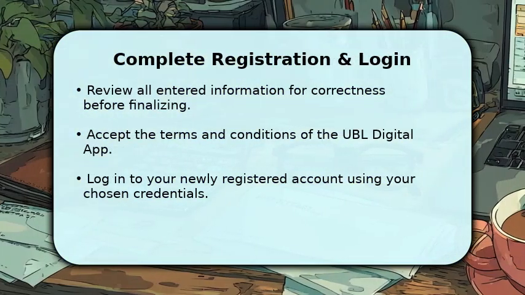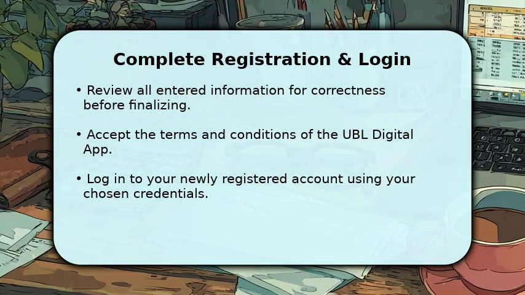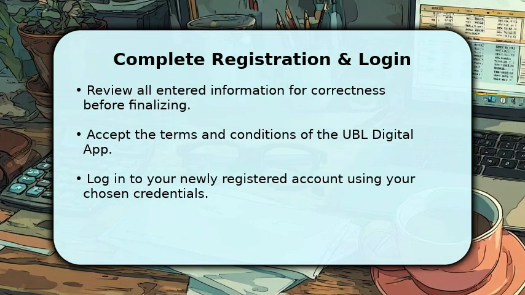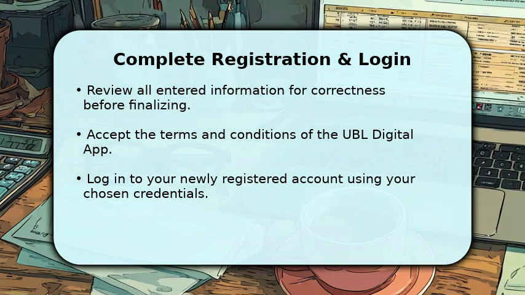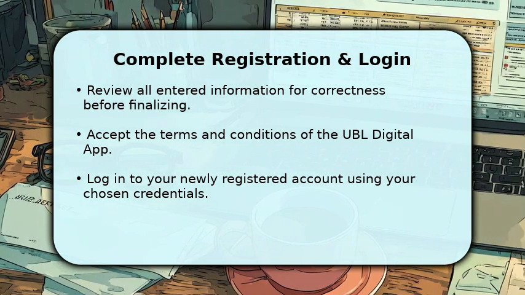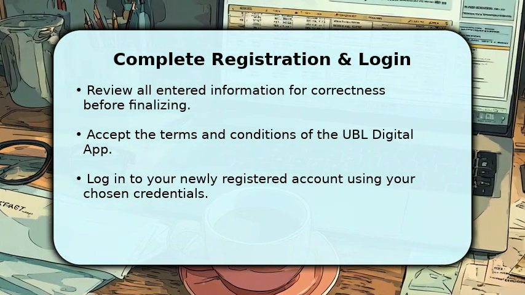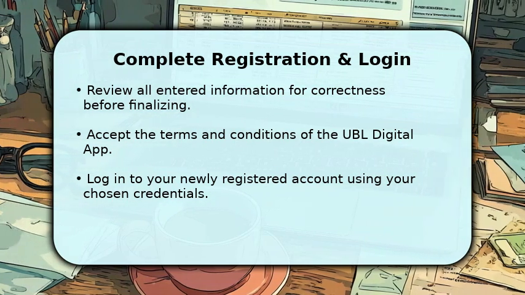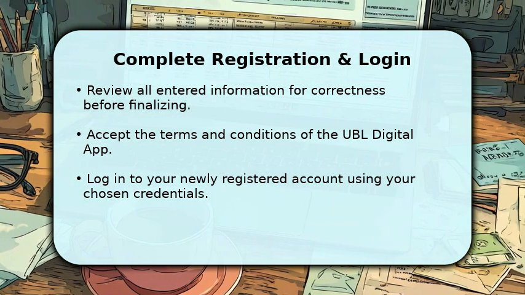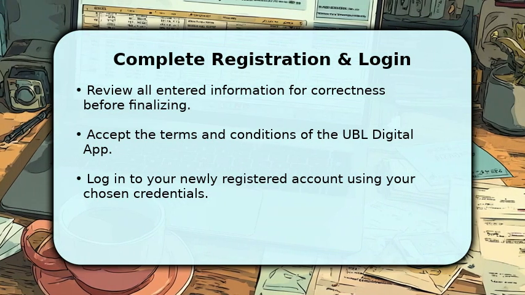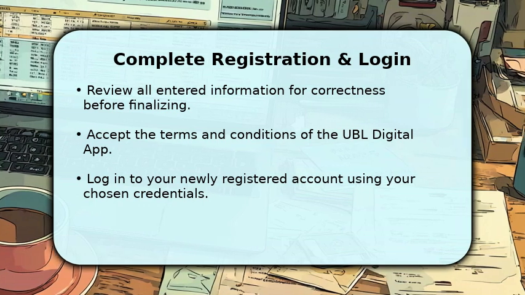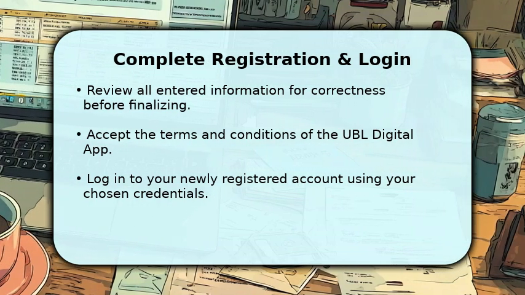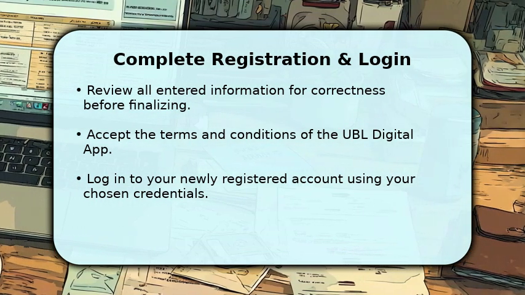To complete your registration, carefully review all the information you have entered to ensure everything is correct. This is a vital step to avoid any future issues. Next, you will need to accept the terms and conditions of the UBL Digital App, which outlines your agreement to its usage policies. Once these steps are done, you can confidently log into your newly registered account using your chosen username and password. Welcome to convenient digital banking.